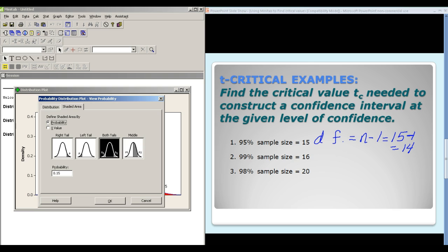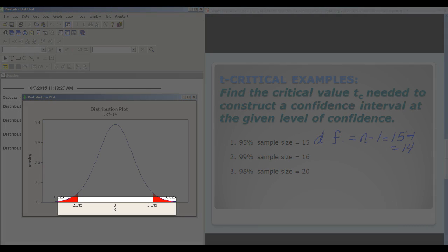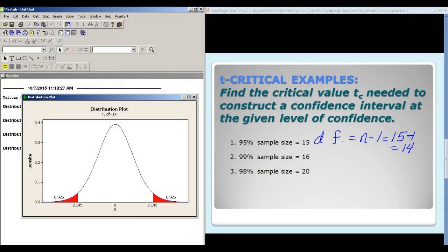And then I need to come over here and I essentially need to just do the same thing again. And I need to enter in the probability. And since it's a 95% confidence interval, I need to tell it 0.05 and click OK. And there are my t-critical, 2.145. So let's try it for 99% confidence with a sample size of 16.